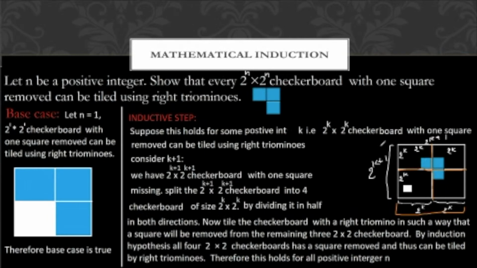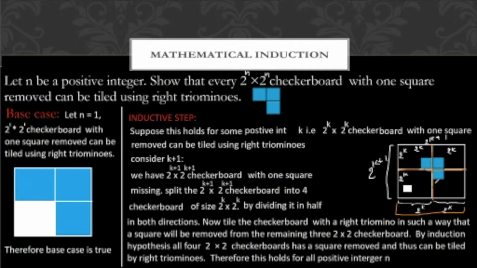And how are we going to do that? That's right. So we're going to place a triomino in a way that we remove one square from each, which is this triomino over here. So we're going to place it in such a way that we have one square missing here, and one square missing here, and one square missing here. And now simply all I'm going to do is apply my inductive hypothesis on each of these squares, and I can tile them all, because here we have one square missing. That's part of the problem.